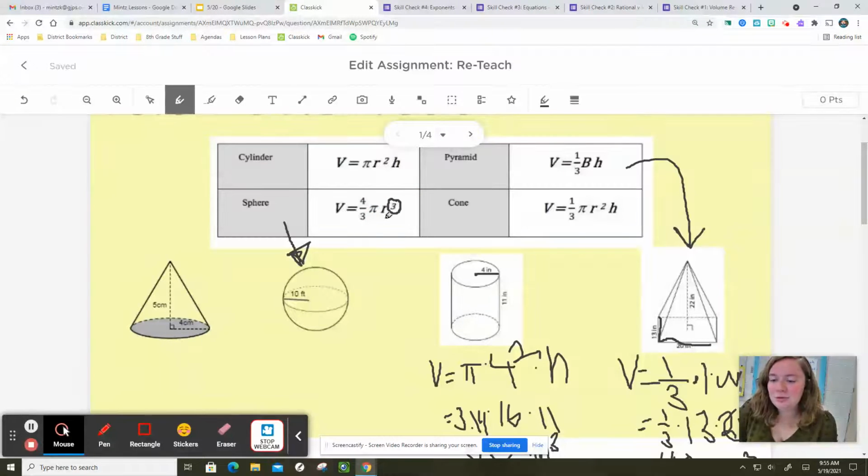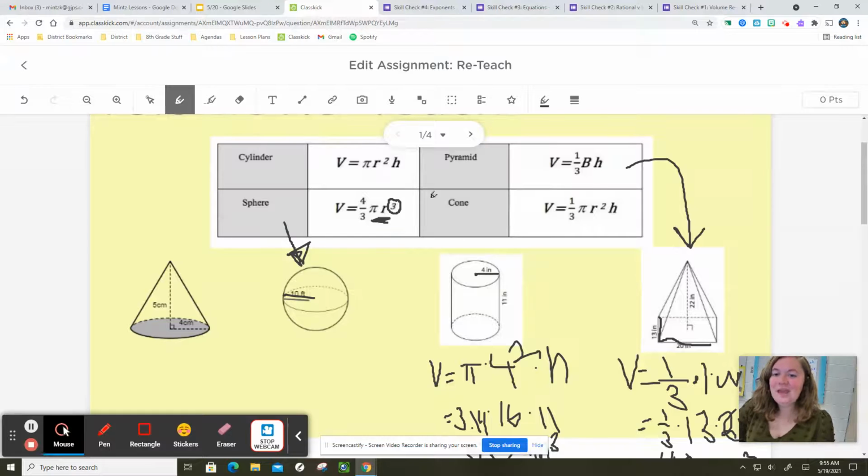And just like with a cylinder, remember that your radius is from your midpoint to the edge of the circle. So in this case, it's 10 feet. So you would do 4 over 3 times 3.14 times 10 cubed.